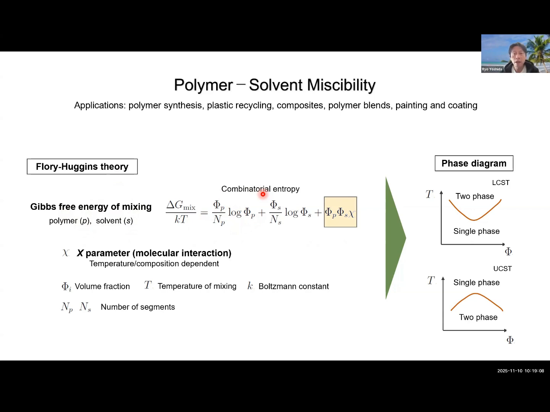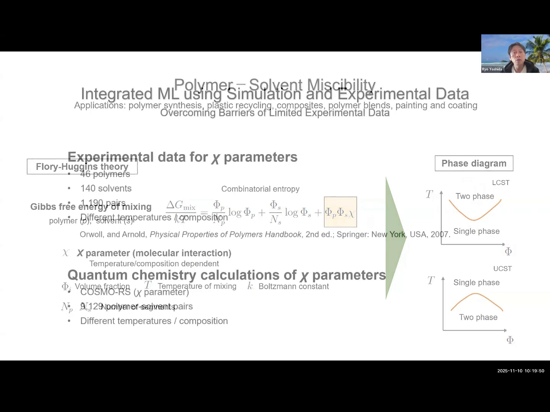with volume fractions are given. Now let's see the third term. It contains an important parameter called the chi parameter, which is very important to describe the interaction of the polymer and the solvent. This is an unknown parameter. Once such a parameter is given, we can generate a phase diagram, which is defined over the temperature T and composition phi. Anyway, the objective is to estimate the chi parameter computationally.